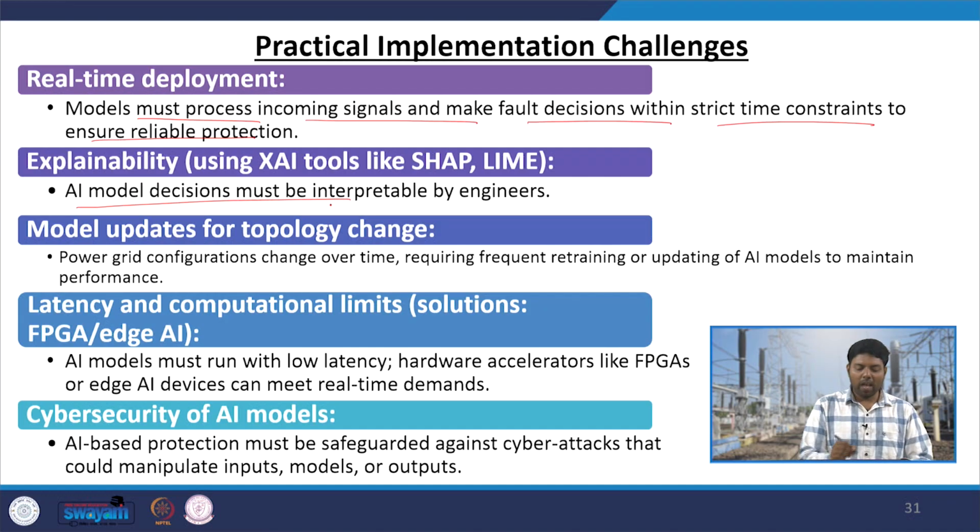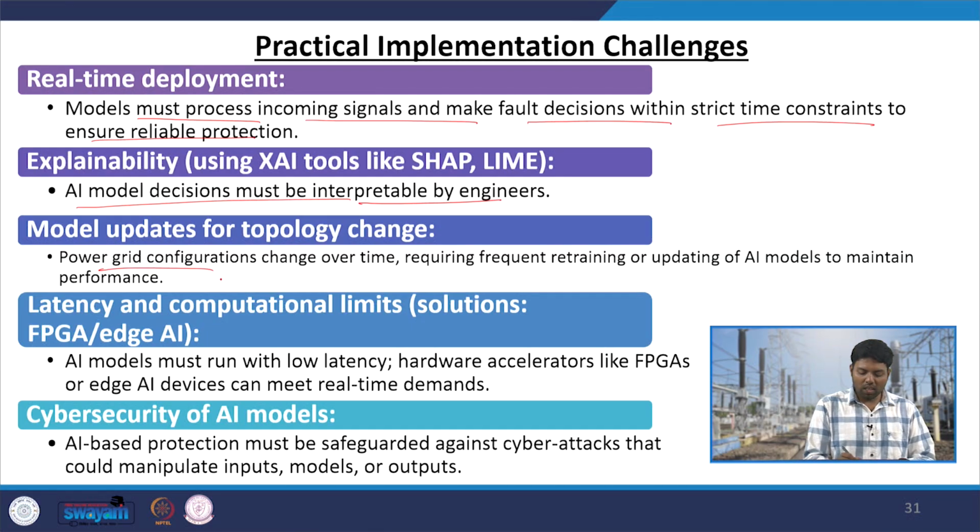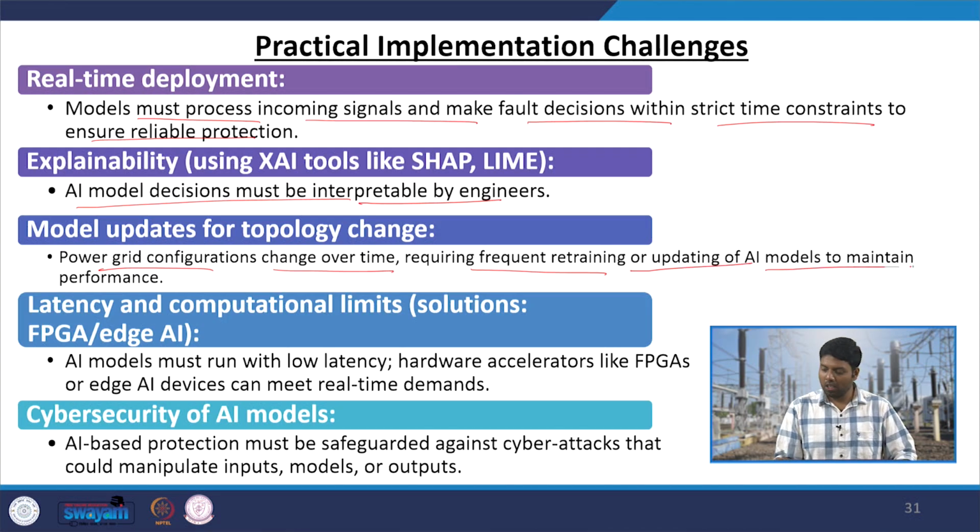Then, an AI model is a black box model, as you know. So, you cannot interpret how it is deciding. That is a challenge. Power grid configuration changes over time, requiring frequent retraining and updating of the AI models to maintain performance. So, if one AI model is working well today, and tomorrow your power grid distribution network architecture or number of components or grid edge devices is increased, that AI tool may not perform well at that time. So, you always have to update your training data to keep the AI performance good.